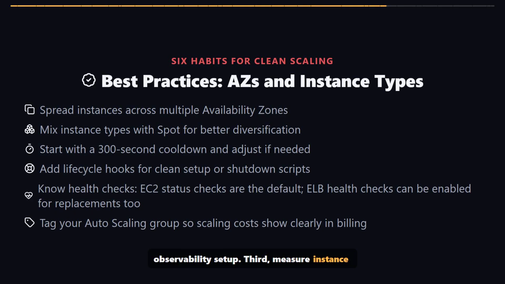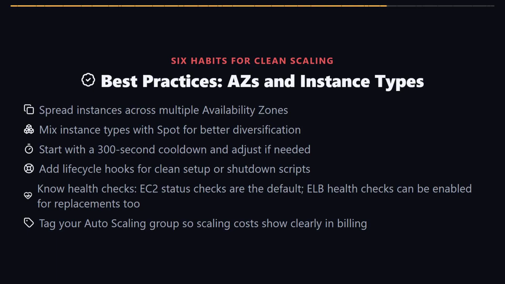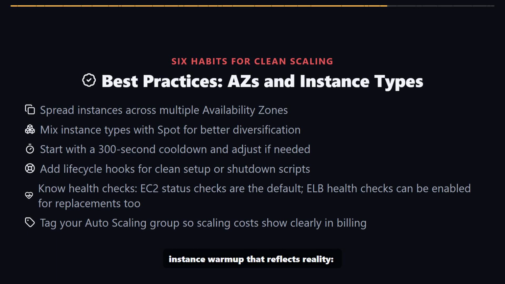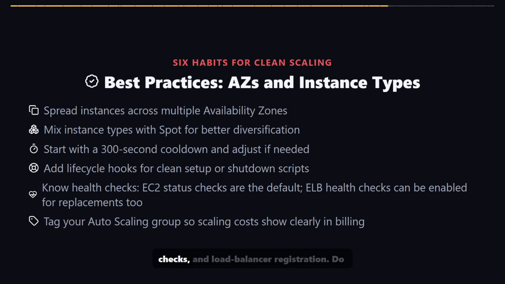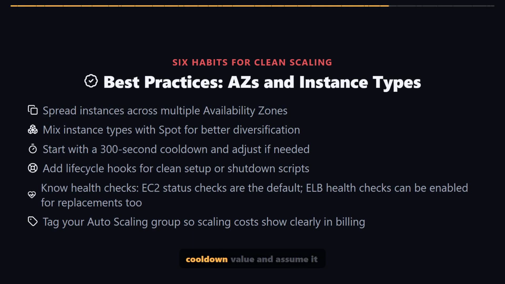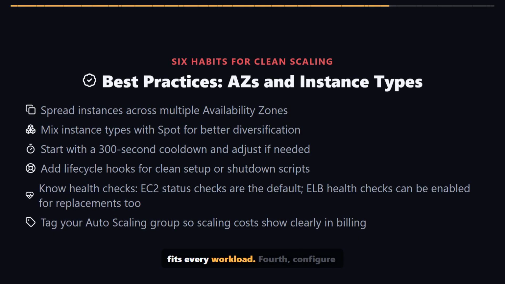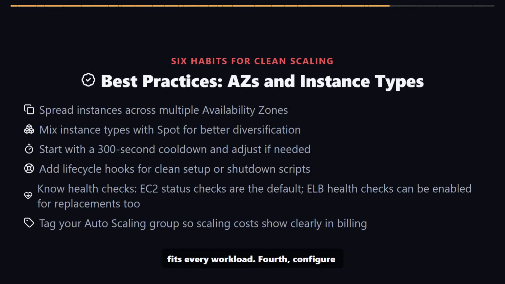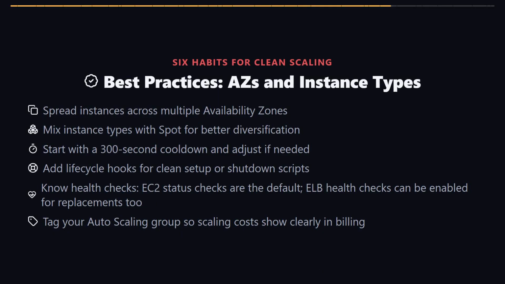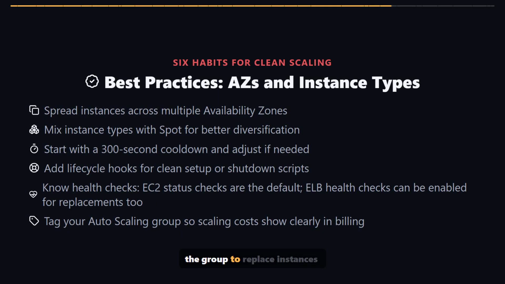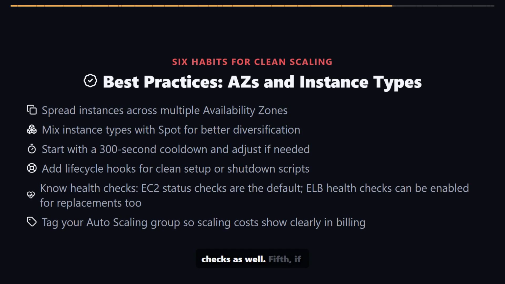Third, measure instance readiness and set a default instance warm-up that reflects reality: boot time, application initialization, health checks, and load balancer registration. Do not begin with a generic cooldown value and assume it fits every workload. Fourth, configure health checks deliberately. EC2 health checks are the starting point, but a web application behind a load balancer may need the group to replace instances that fail load balancer health checks as well.